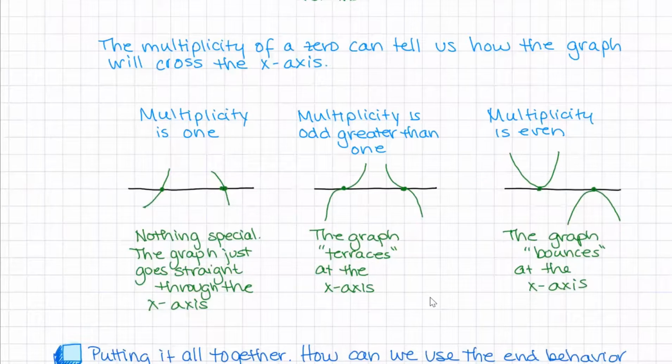Some people have trouble drawing terraces. Here's a way you can think about drawing a terrace. Let's say you've plotted your 0 on your x-axis. Think about drawing half of a parabola. Draw half of a parabola, but then stop. And then on the other side of the x-axis, draw the other half of the parabola.